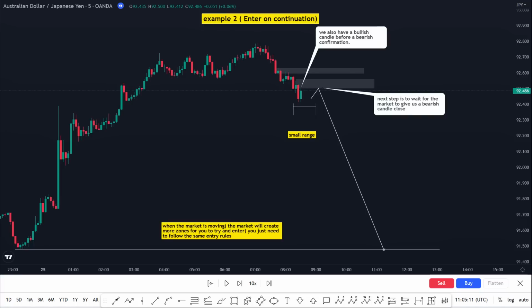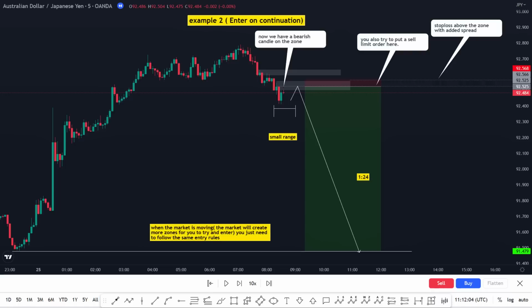As we can see from here, the market created a supply zone with a very small range. And we can see now that we also have a bullish candle before a bearish confirmation candle. And price also touched the zone. This will be those fast entries in the market, like when you want to add more into your trades.